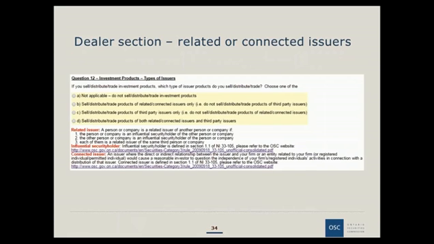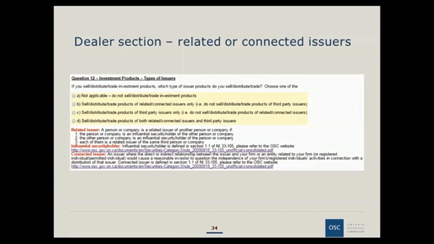Assessing whether an issuer is related or connected to your firm is an important process prior to distributing or trading a given security. There are several questions in the EMD section that ask about related or connected issuers. We have provided some of the key definitions as well as links to National Instrument 33-105 Underwriting Conflicts for your reference when completing the questionnaire.